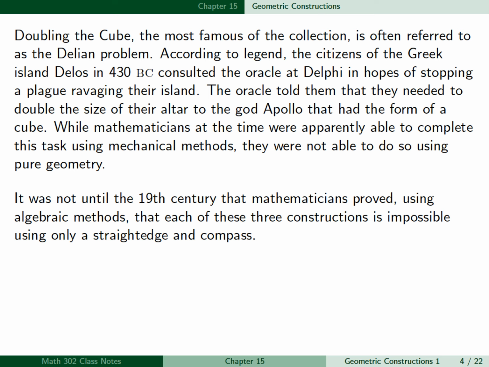It was not until the 19th century that mathematicians proved, using algebraic methods, that each of these three constructions is impossible using only a straight edge and compass.